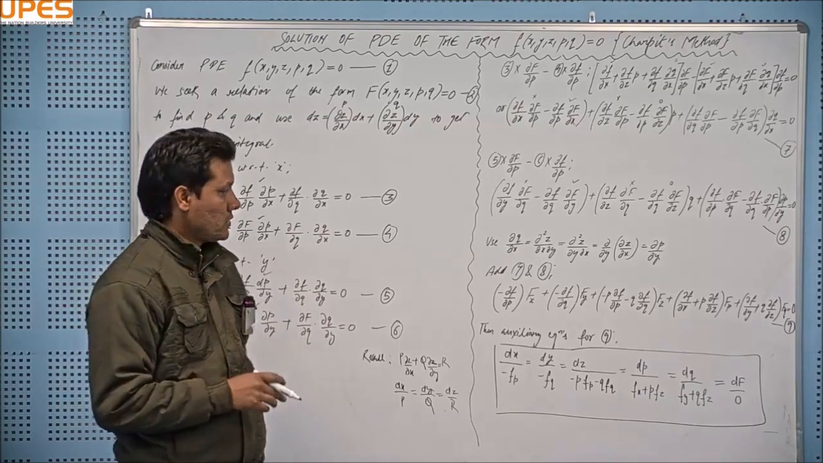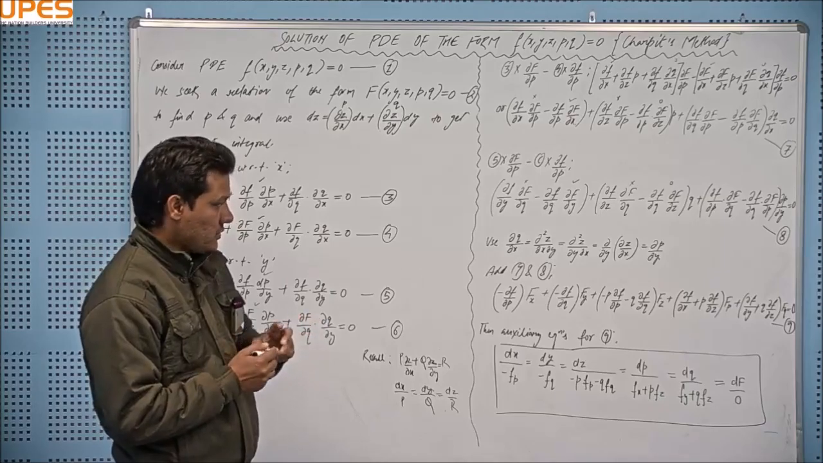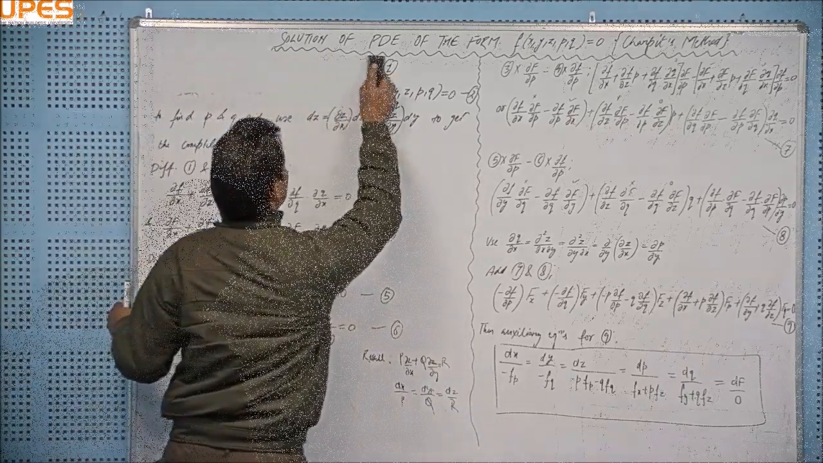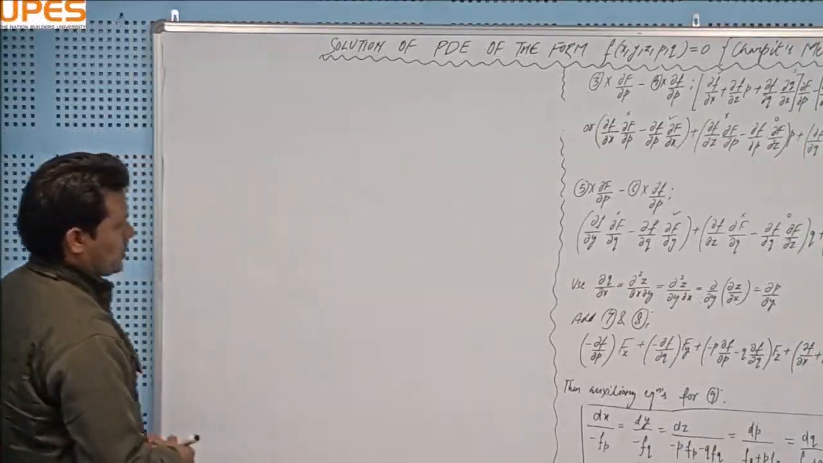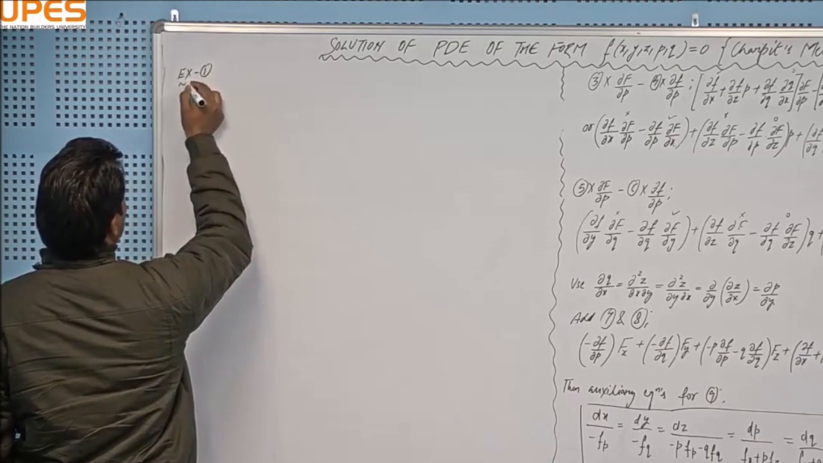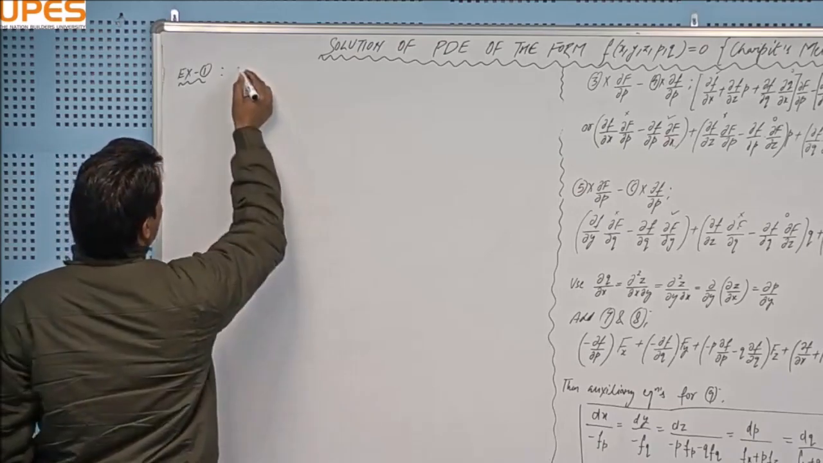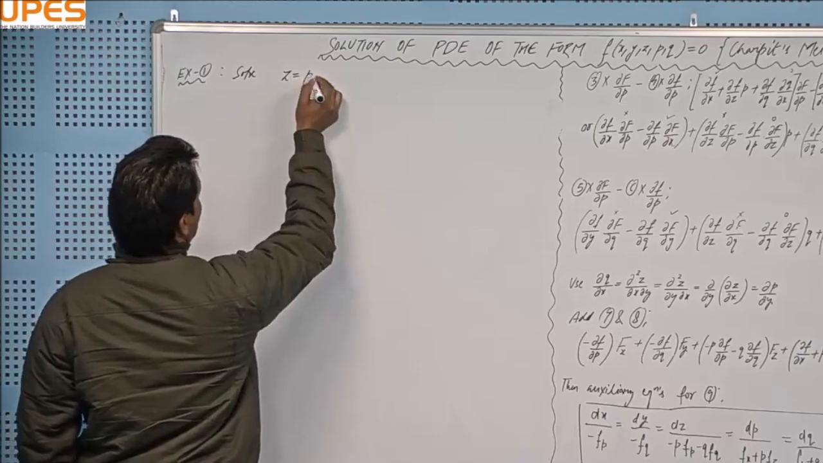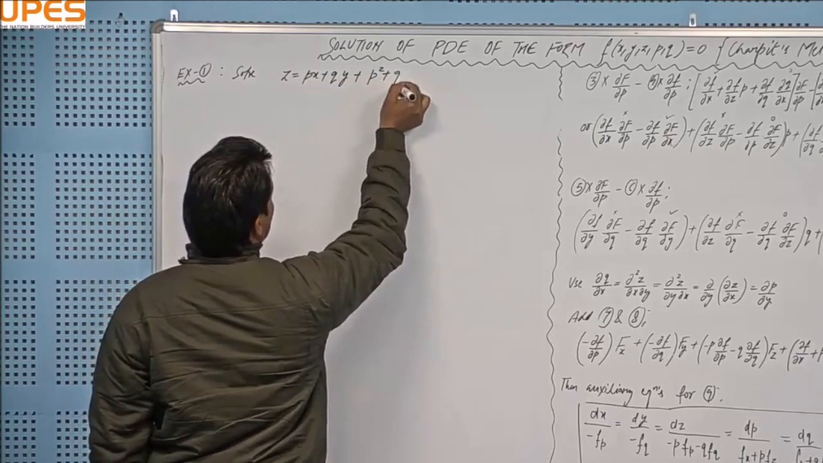Okay, so taking numerical for this. Okay, so example number one. So taking the simplest example, solve z is equal to px plus qy plus p square plus q square.